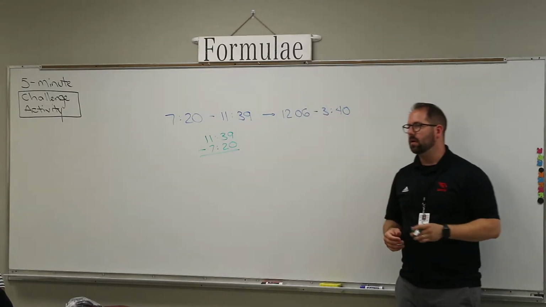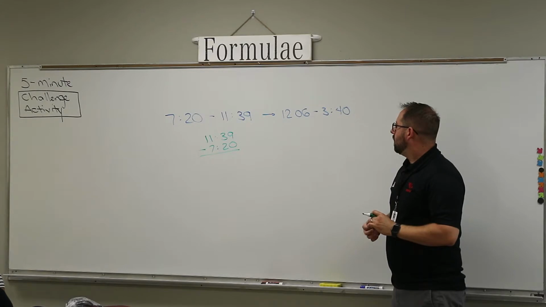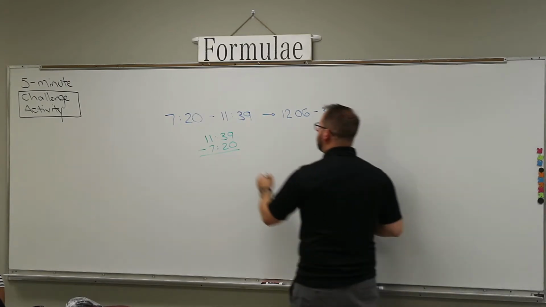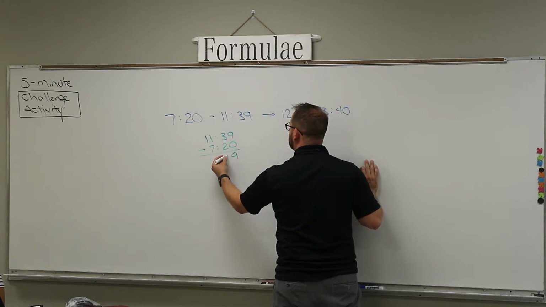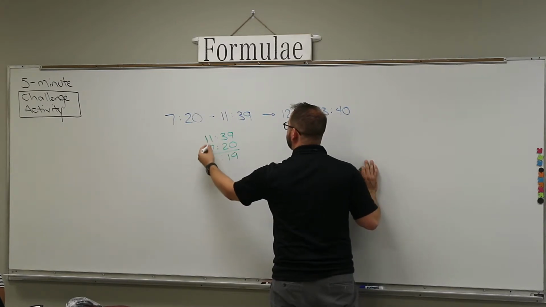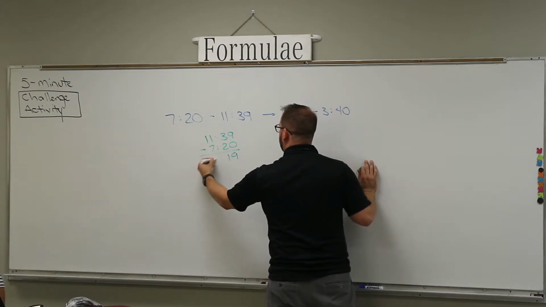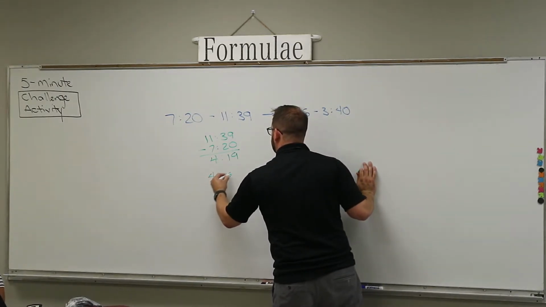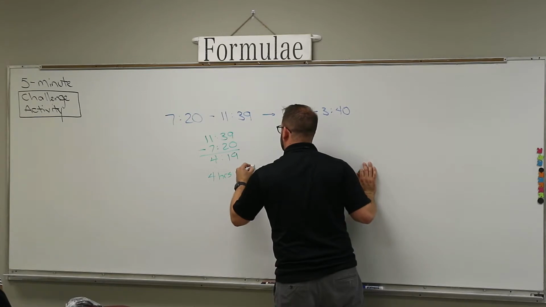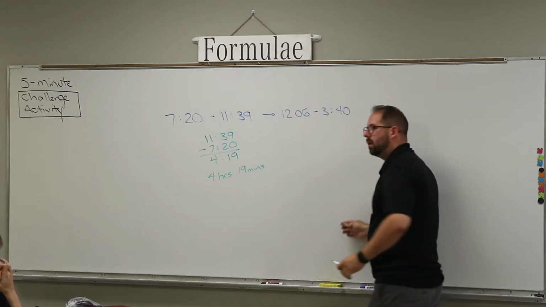Okay, we'll convert that here in a minute. So subtracting these out, 9 minus 0, 9. 3 minus 2, 1. 11 minus 7, 4. So I worked 4 hours and 19 minutes. We'll convert that to decimals here in a minute if you want, or we can just add them all up.